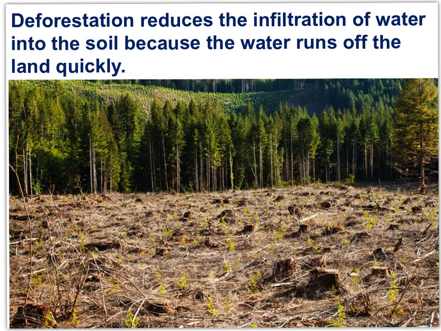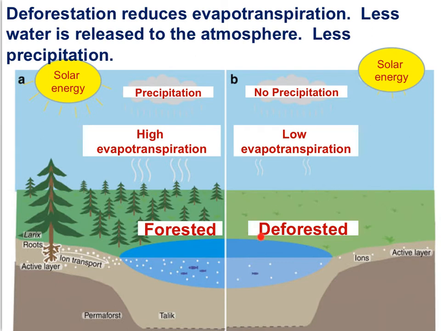Deforestation reduces the infiltration of water into the soil because the water runs off the land more quickly when it's been deforested. Deforestation reduces evapotranspiration, and less water is released to the atmosphere. Less water in the atmosphere means less precipitation.